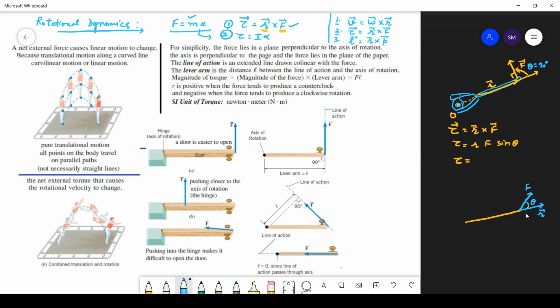See, students, very important thing. Where is your R here? This is the direction of R. Where is your R here? See, this length is F. Very important concept. This length is the magnitude F.